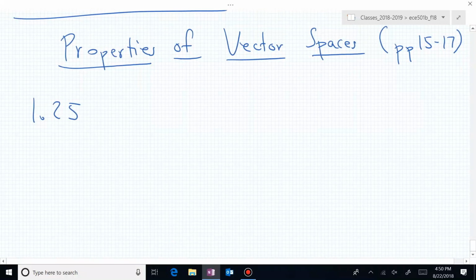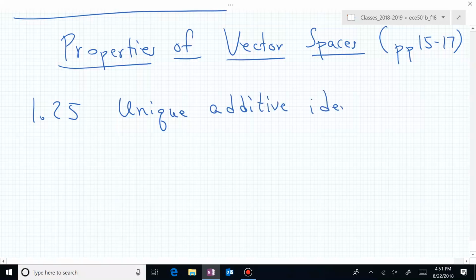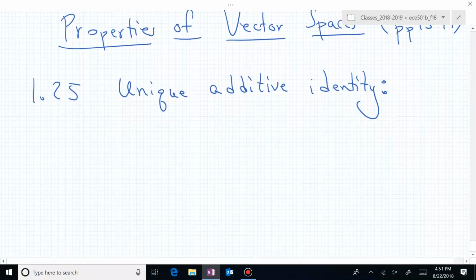Property 1.25, or entry 25 in chapter 1. This is a unique additive identity. Does that sound familiar? There's our zero vector. So property 1.25 says we have a zero vector. There's a unique additive identity. The additive identity means you add it to any vector in your vector space and you get the original vector back.